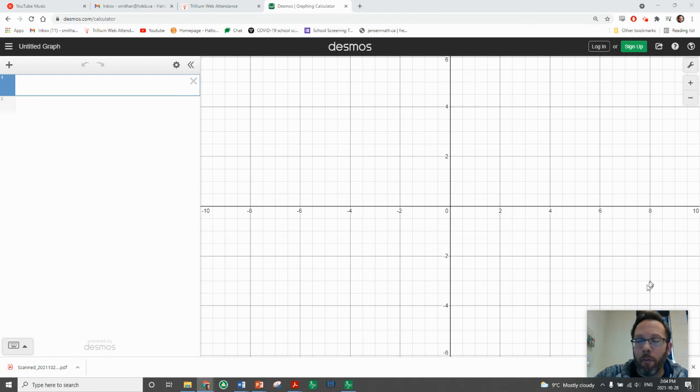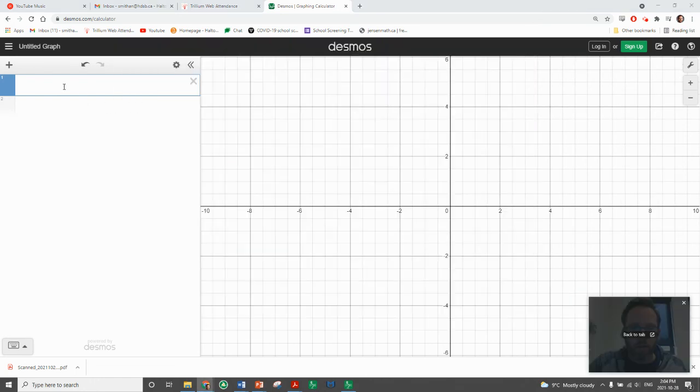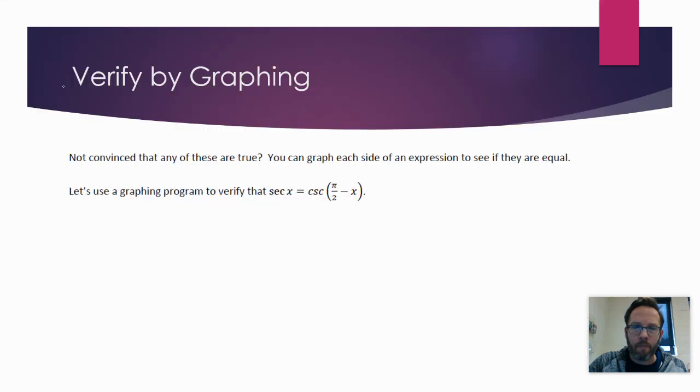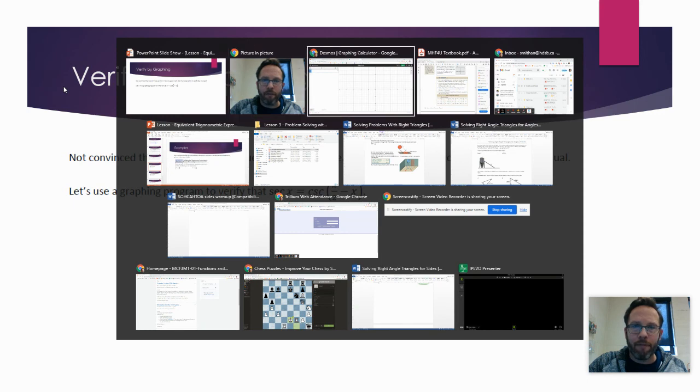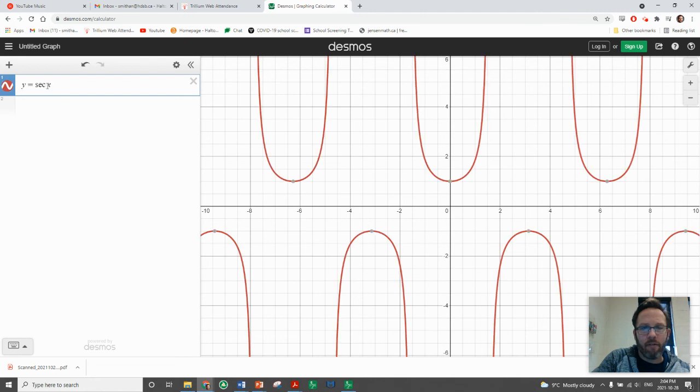Now, here's one thing: when we're graphing trig functions, we want to make sure that our x-axis is in radians. So if you're using Desmos like me, you want to go to your settings, and you want to make sure that you're on radians. So depending on what you've been doing in the past, you might be set in degrees. You want to make sure we're in radians. So let's sketch these guys. So secant is our first graph. So we're going to graph y equals the secant of x.